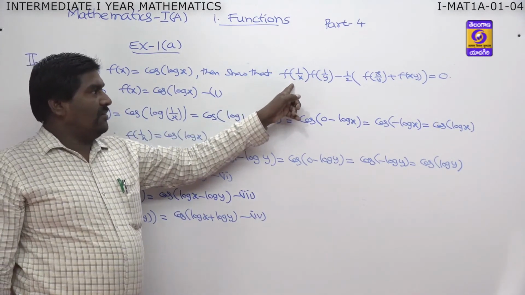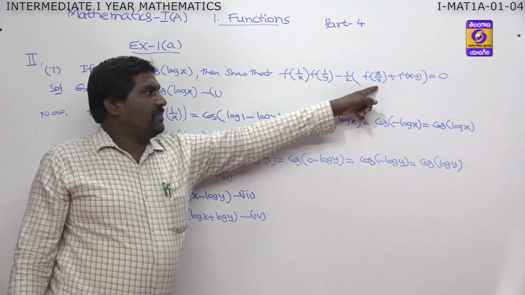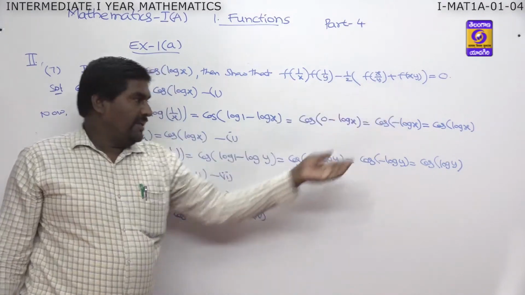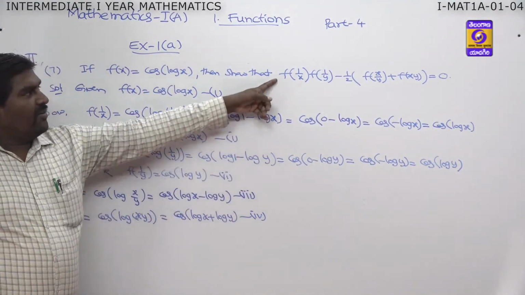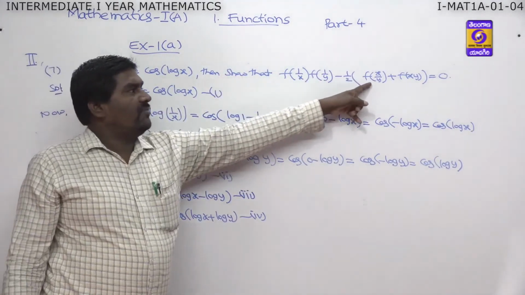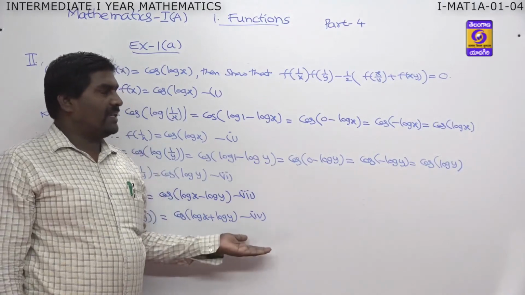So we have the values of f of 1 by x, f of 1 by y, f of x by y, f of x into y. From equations 1, 2, 3, 4, we have the values of f of 1 by x, f of 1 by y, f of x by y, f of x into y.